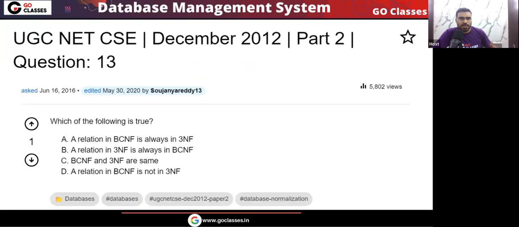Let's move on. Let's solve this UGC NET December 2012 question. Which of the following statements is true? A relation in BCNF is always in 3NF. That is correct. Every relation which is in BCNF is also in 3NF. A relation in 3NF is always in BCNF. That is wrong. BCNF and 3NF are not the same. A relation in BCNF is not in 3NF. That is wrong. So for this question, the answer will be option A.